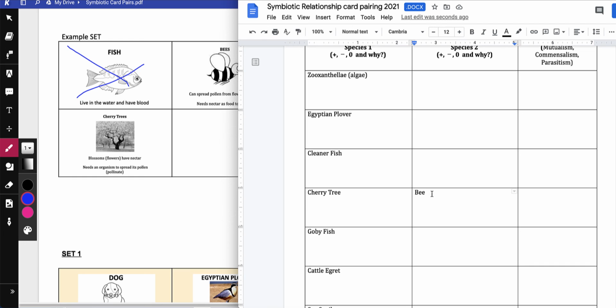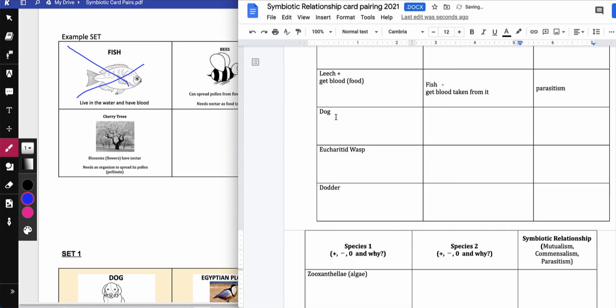So the bee gets a plus because it gets nectar from the tree. And then the cherry tree, it says blossoms, flowers, have nectar, needs an organism to spread its pollen or pollinate. So if it's with the bee, what does it get out of that relationship? Well, it gets its pollen spread so it's able to reproduce. So that's a plus. So gets pollen spread to reproduce. And we know a plus-plus relationship is mutualism.